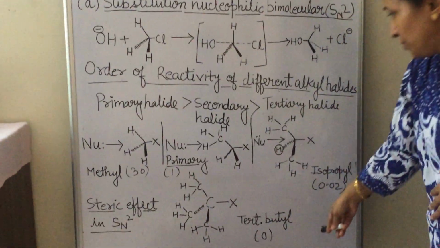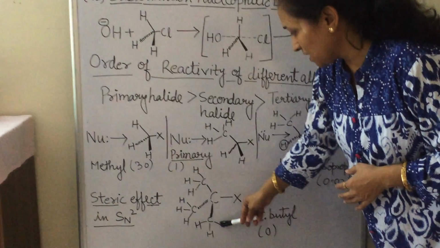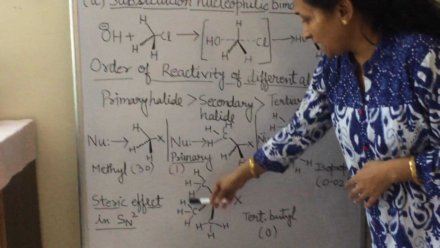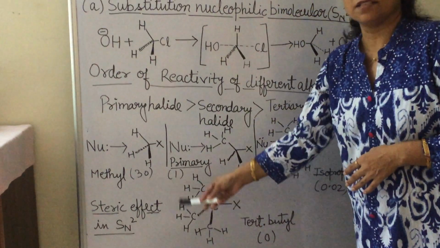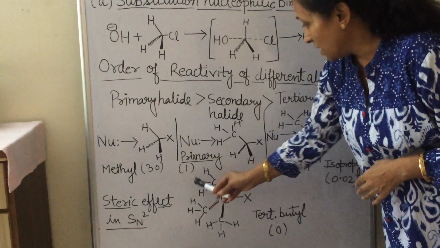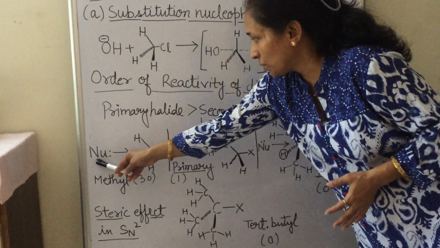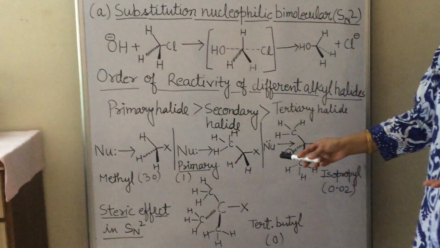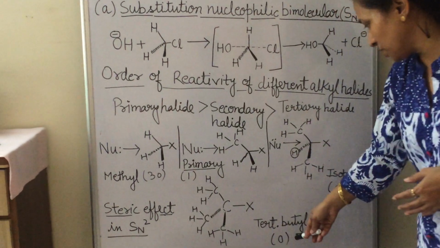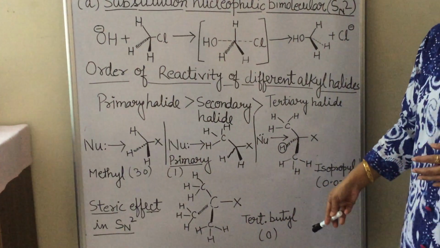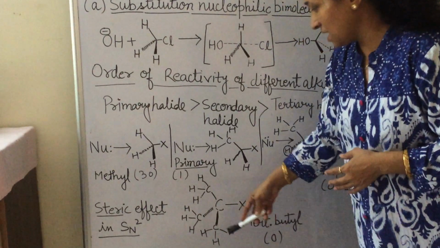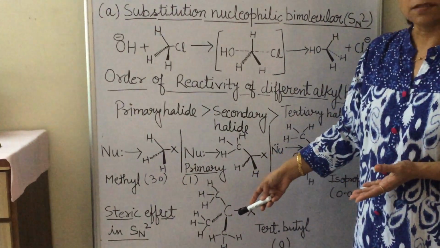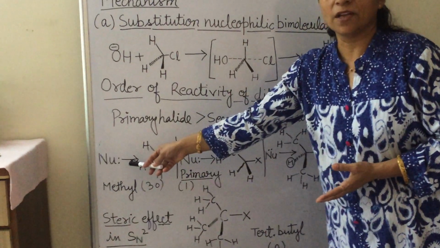Look at the tertiary butyl. So 3 methyl groups are there. They create a lot of hindrance. And hindrance means the approach of the nucleophile is very difficult. In case of tertiary butyl, the chances are 0 because these bulky groups are creating the hindrance for the nucleophile.